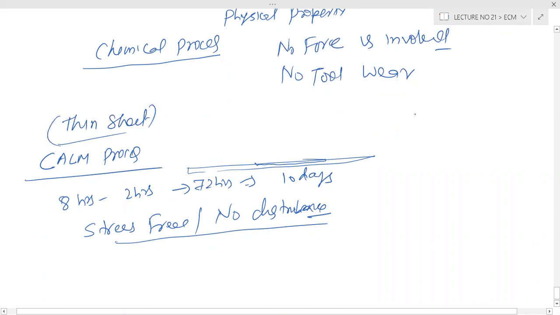Suppose we want here a thicker section, here thinner, and here we want the thinnest. Suppose here 1 mm, here 2 mm, and here 5 mm. So it is very thin. We can use the chemical machining process for this part.